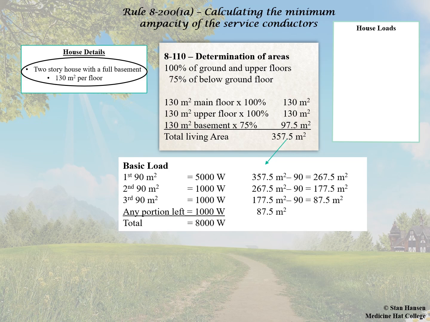Now, being organized is a very important thing. So what I suggest that you do is that you start a list on the top right-hand side of your page that lists all of your pertinent loads. And we're going to start this with our basic load. So our basic load goes on a list at 8,000 watts.